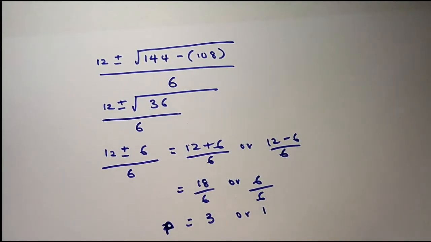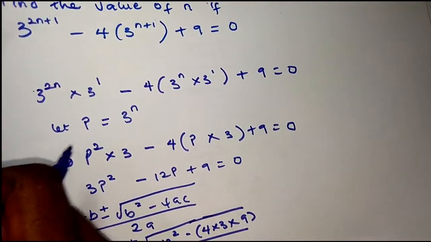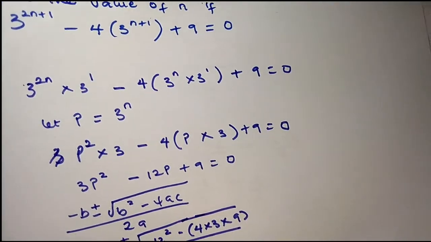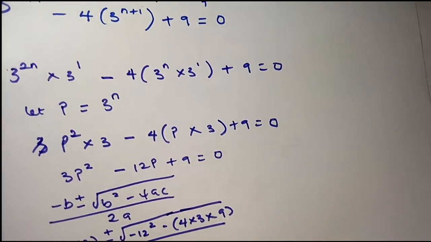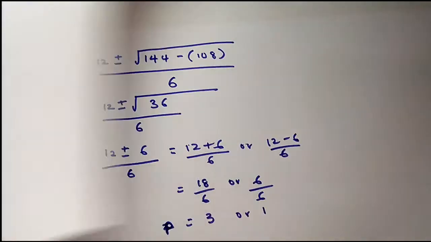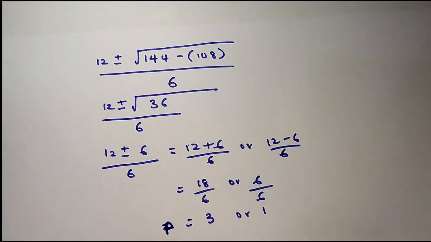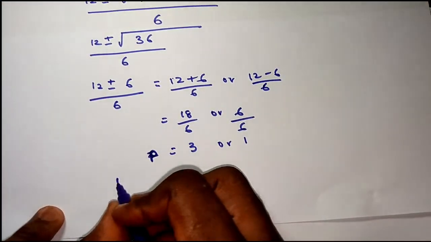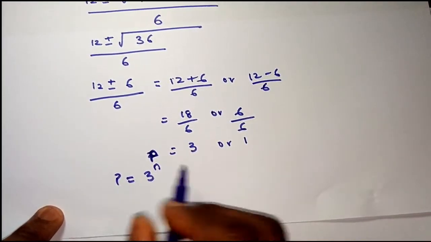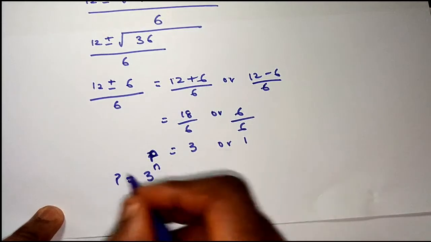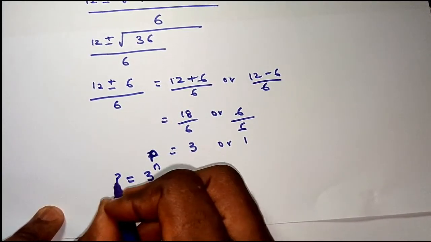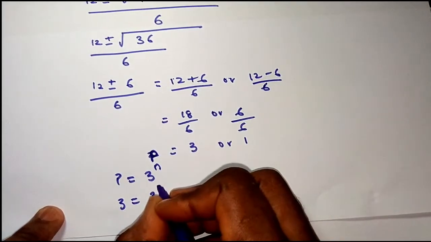Notice that we're going to go back to the question. We said that p is equal to 3 raised to the power n. So we're going to put that into the equation for p now for us to get the value of n. Remember that we're looking for the value of n. We'll start with 3 since they are all positive. If p is 3, we'll put 3 for p here, 3 raised to the power n.